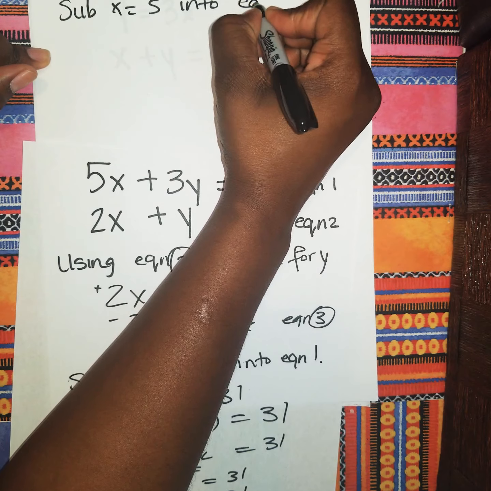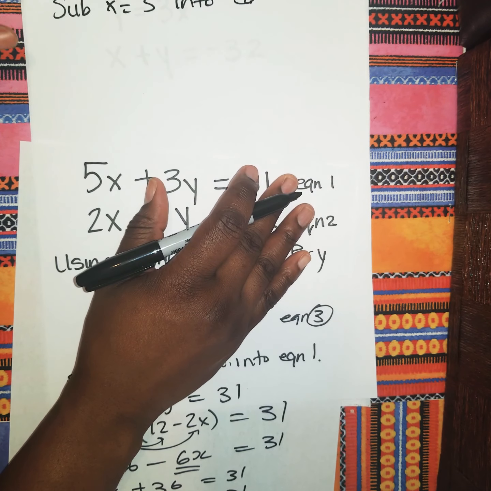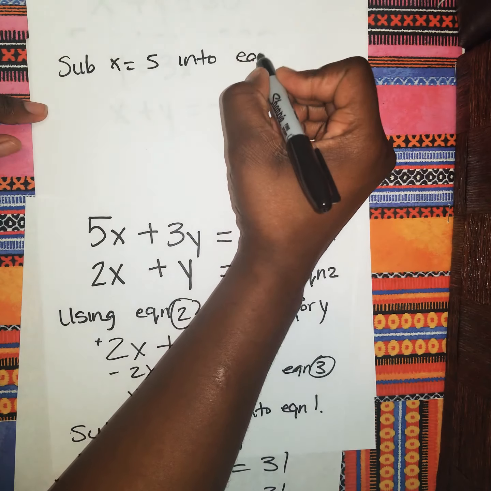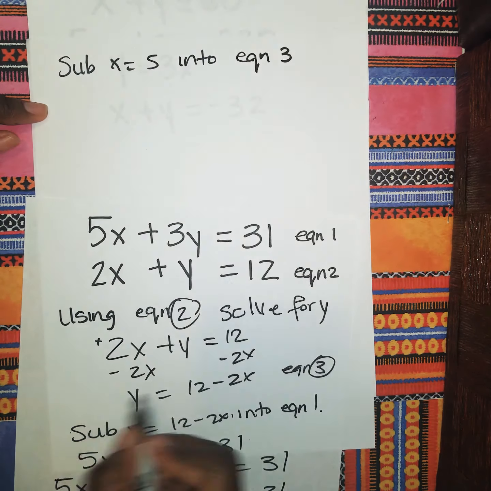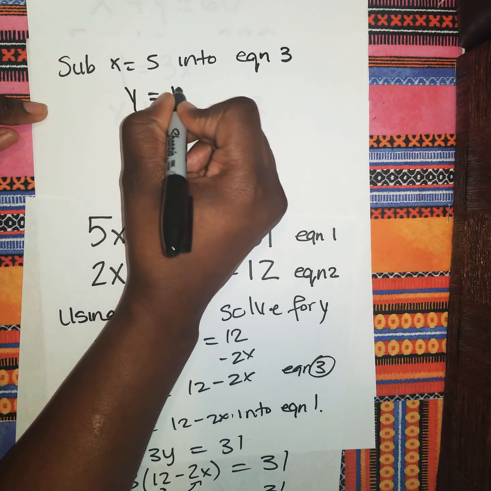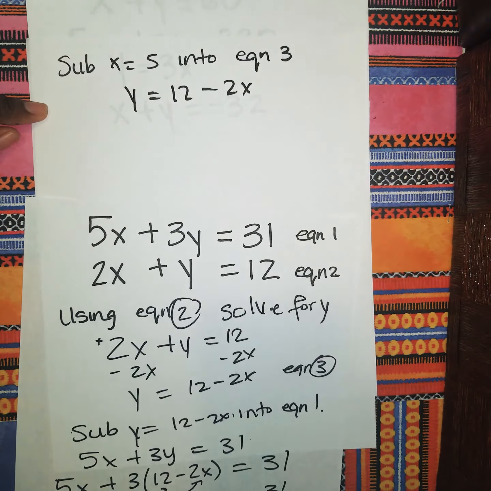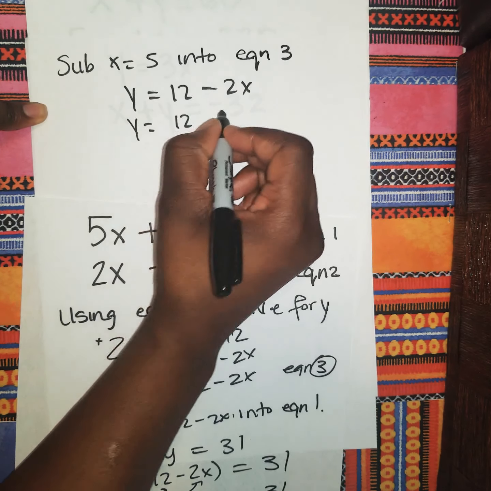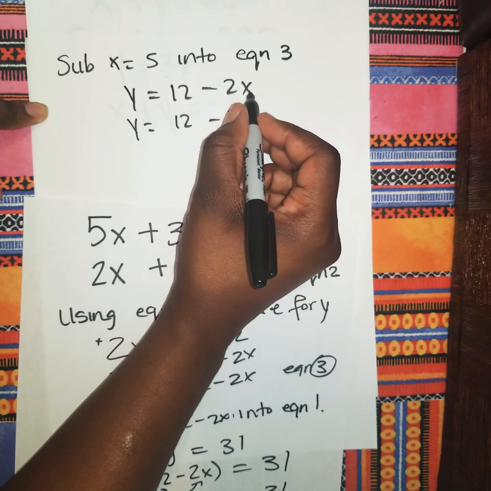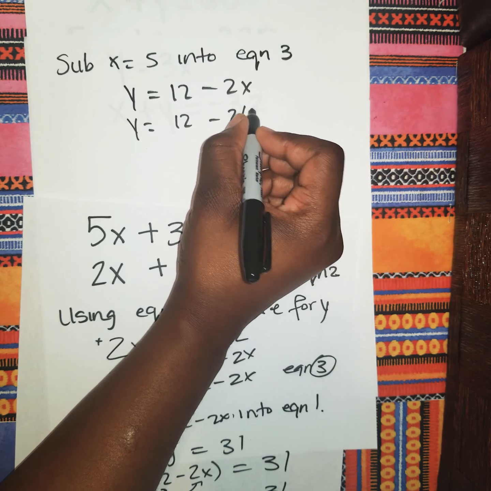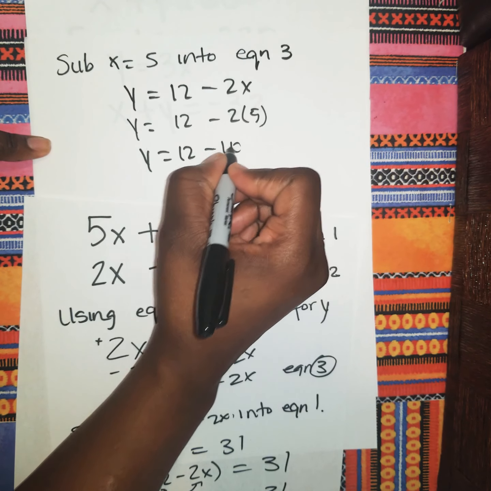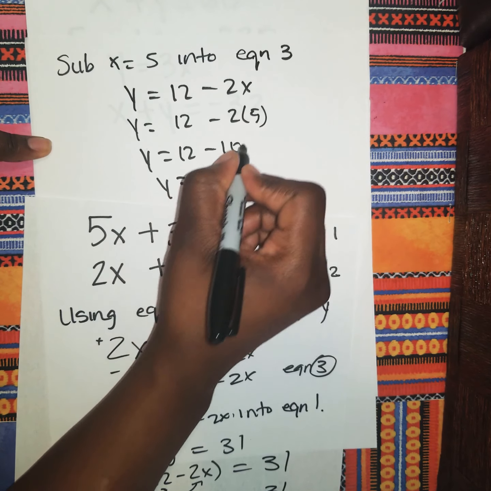So into equation 3. Equation 3 says y is equal to 12 minus 2x. After having that, anywhere I see x, I'm going to put 5. So y is equal to 12 minus 2 times 5. Y is equal to 12 minus 10. Y is equal to 2.